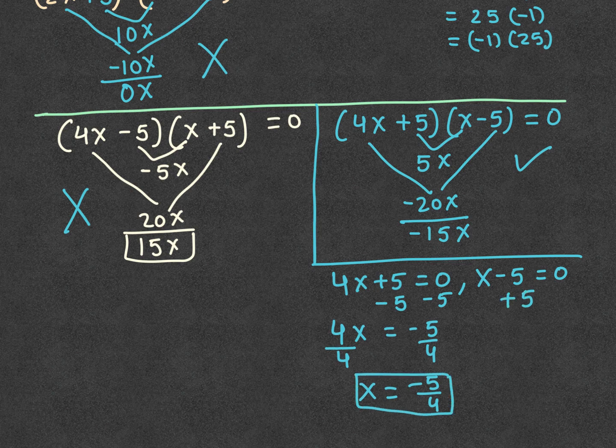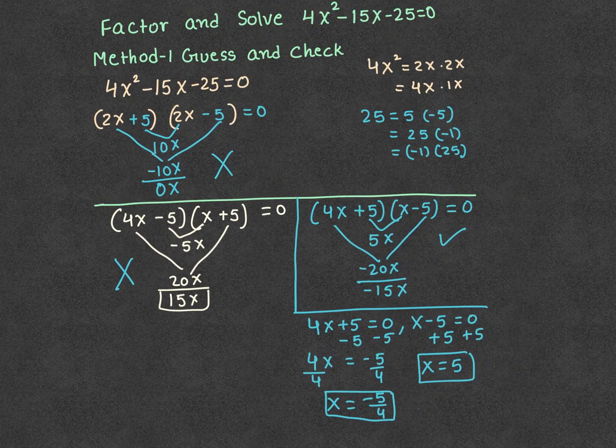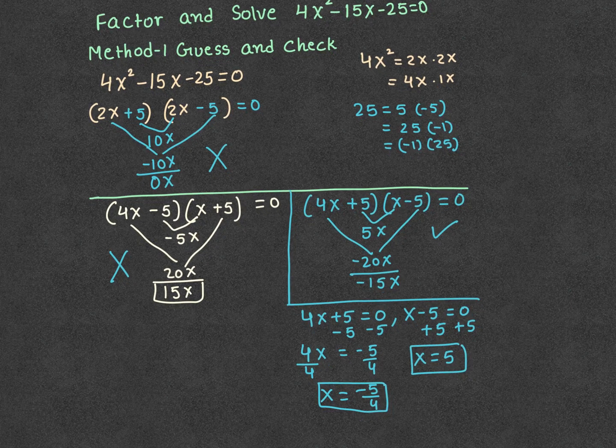Plus 5 on both sides. x equals 5. So the two answers are x equals negative 5 over 4 and x equals 5. Here is the whole question with the guess and check method.